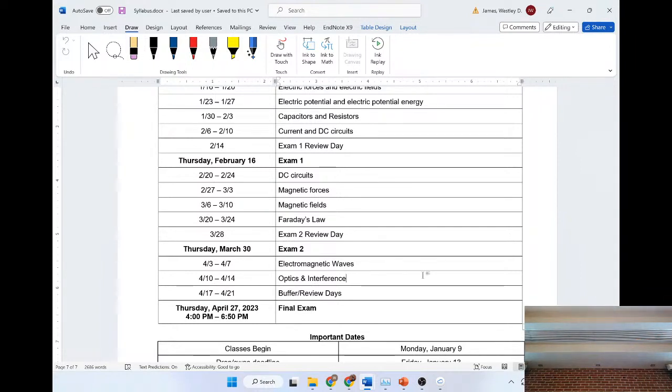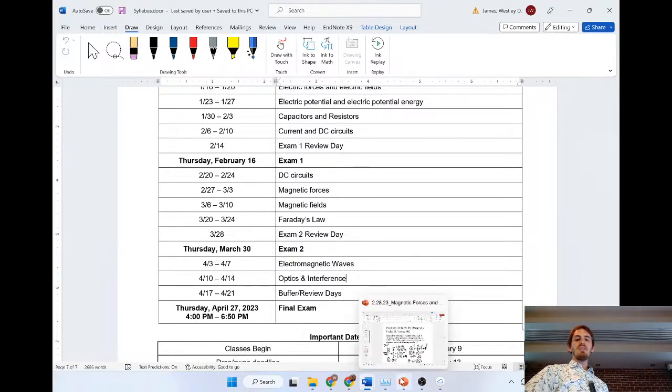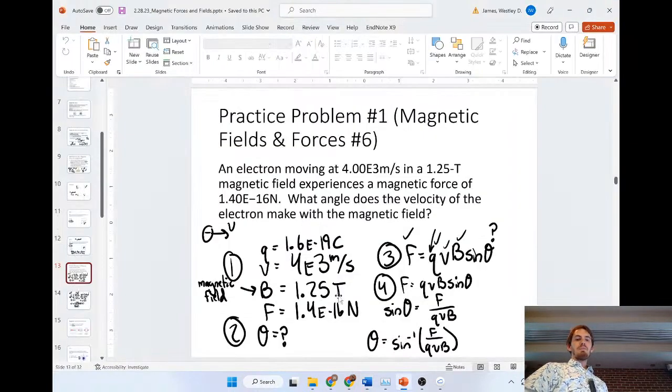And then electromagnetic waves, we'll be able to talk about the different energies and stuff like that, and why UV light damages your skin and all that stuff. So it should be some interesting stuff. Mathematically, shouldn't be too bad.